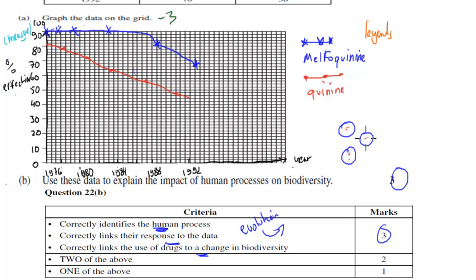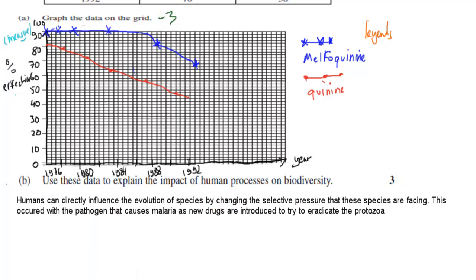produced drug-resistant protozoa will be different to the old ones, which means we've increased biodiversity, we've changed nature a bit, we've added more variety, because we have these really new ones which are really resistant. So basically, we have to talk about how what we do is making the actual animals, or in this case protozoa, more diverse, and we need to link that to data as well to get 3 marks out of 3. So what I wrote is humans can directly influence the evolution of species by changing the selective pressures that these species are facing.